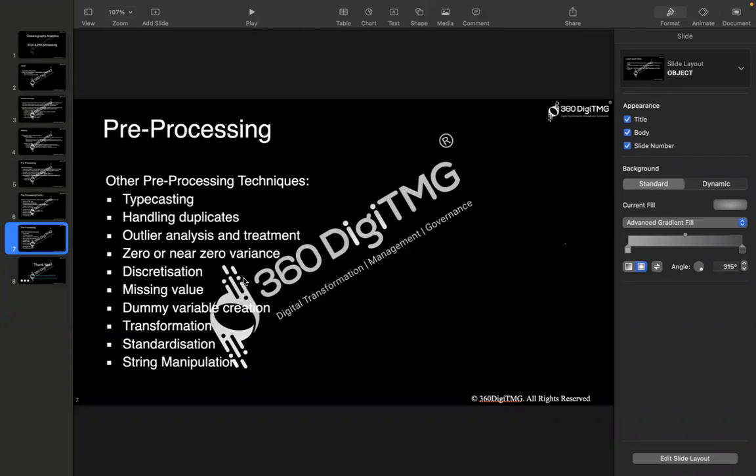So it's basically a different way of changing an expression from one data type to another. It's known as typecasting.